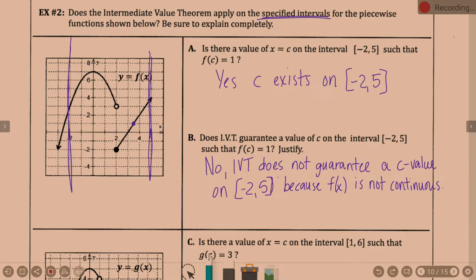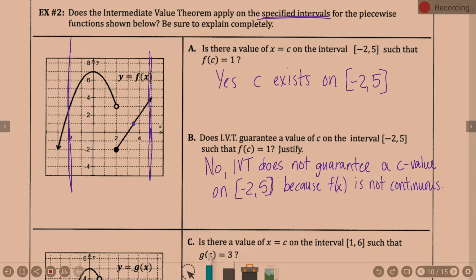So this one had asked, on the interval -2 to 5, is there a value of x equals c on the interval from -2 to 5 such that the function equals 1? And again, these purple lines I add afterwards. Is there a place where the function equals 1? And that happens right there, yes? So there is a spot where that happens. So yes, c exists on that interval.